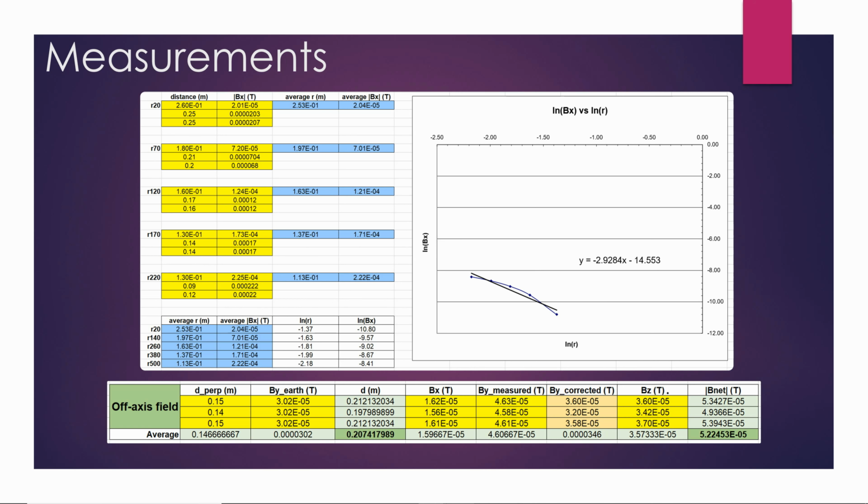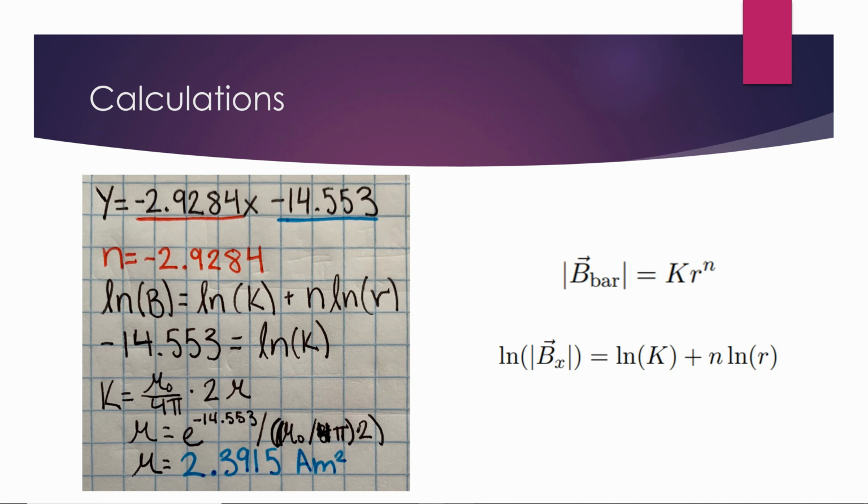The top picture shows the different measurements at various distances to create the requested magnetic fields in the lab. The graph to the right graphs these values, and the formula shown, y equals negative 2.9284x minus 14.553, becomes very useful in our calculations. The picture in the bottom shows my calculations for the off-axis field, my measurements for the off-axis field, which are very important in the coding section of this lab.